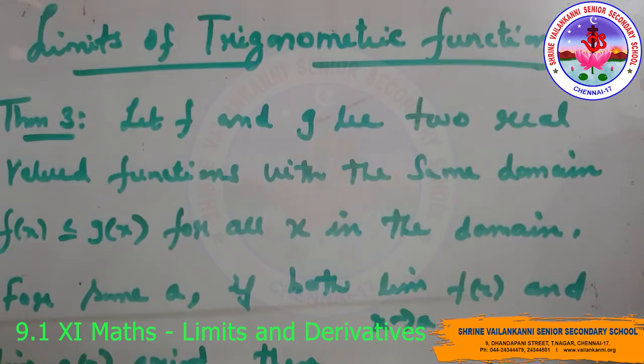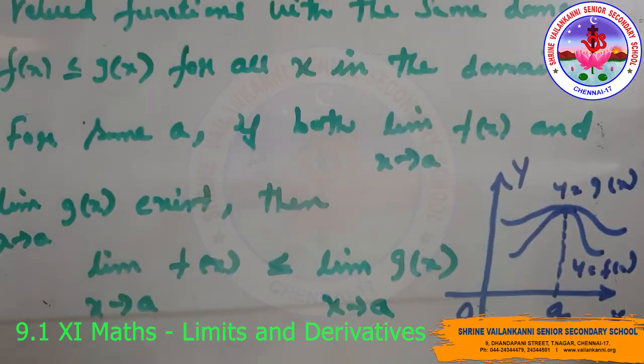Limits of trigonometric functions, theorem 3. Let f and g be two real valued functions with the same domain such that f(x) is less than or equal to g(x) for all x in the domain. For some a, if both limit x tends to a f(x) and limit x tends to a g(x) exist, then limit x tends to a f(x) is less than or equal to limit x tends to a g(x).